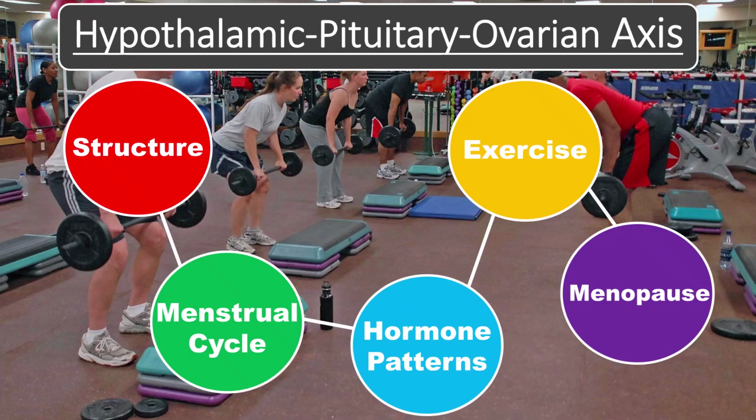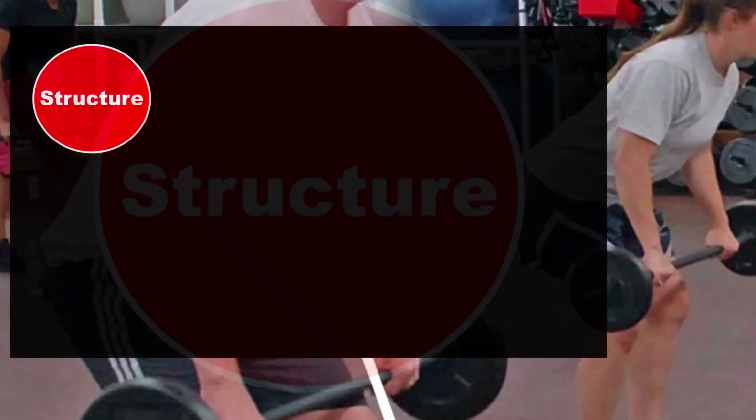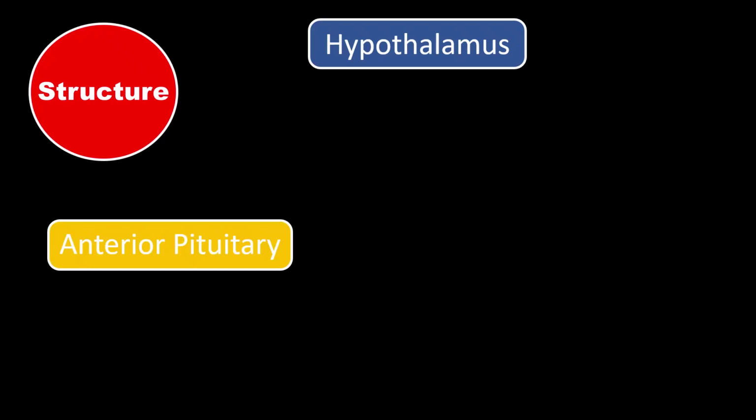So we're going to talk about the Hypothalamic-Pituitary-Ovarian axis, or the HPO axis. And we're going to go over structure, menstrual cycle, hormone patterns, exercise, and menopause, starting with structure. So it is made up of the hypothalamus, anterior pituitary gland, and the ovaries.